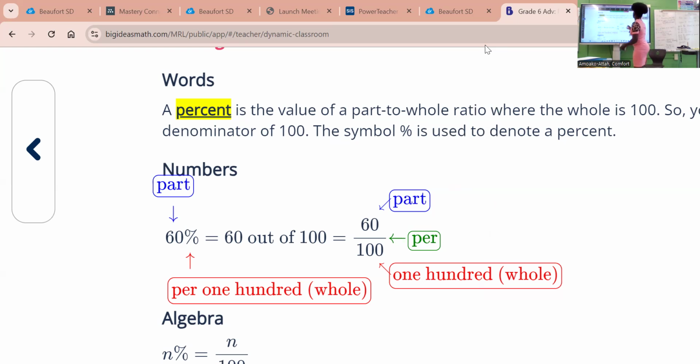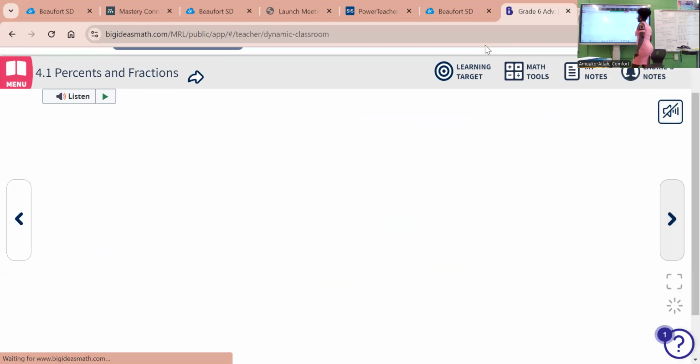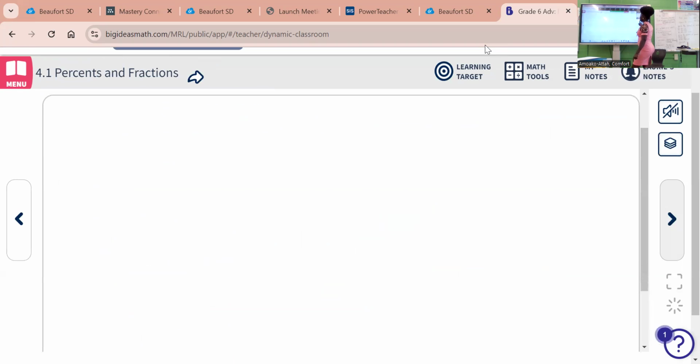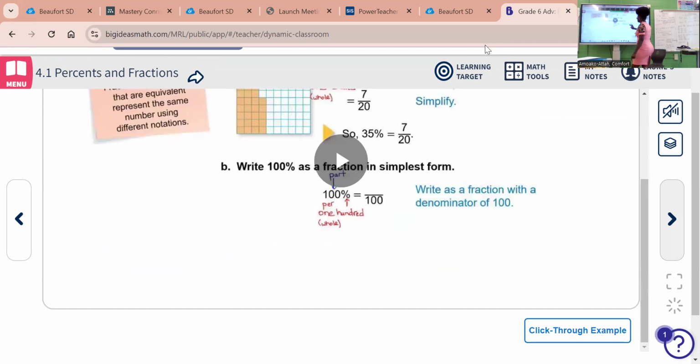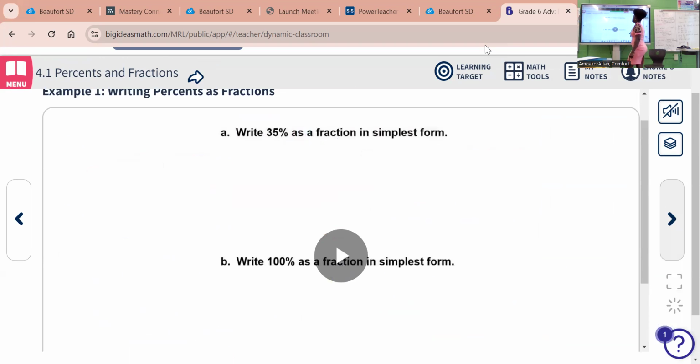Now let's just jump straight to how to write a percent as a decimal. How do you then write a percent as a decimal? Okay, so let's all watch this together. Now this has been done using the model.